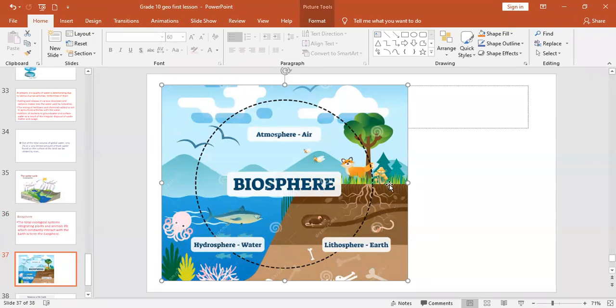Total ecological system: all the living parts in all these places belong to this. Total ecological system integrating plants and animals. Here also aquatic plants. The plants and animal life which constantly interact with the earth is termed as biosphere. The existence of the biosphere depends on the interaction of atmosphere, hydrosphere, lithosphere.